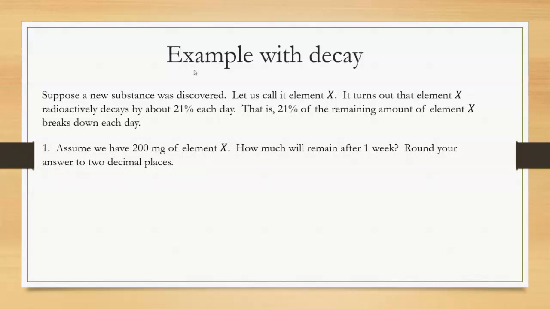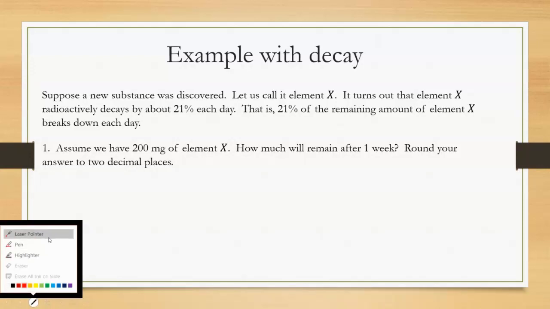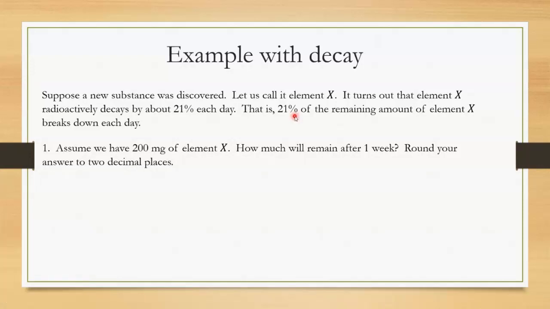So if you start out with some of the element, after a day, 21% of it is gone. Another day passes, another 21% is gone, and so on and so forth. So every day you're losing 21% of what you have. So the amount is decreasing by a constant percent. Well, that tells you it's going to be exponential.